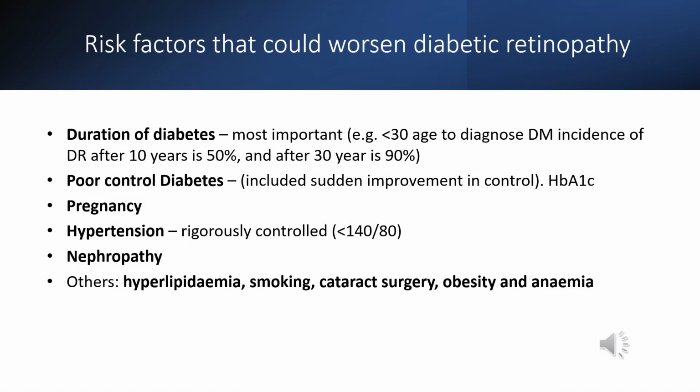These are the risk factors that could worsen diabetic retinopathy. Again, you don't need to recite them. They all make sense, and once you understand them, you remember them. Obviously, a long duration of diabetes and poor control can worsen the retinopathy. Pregnancy could lead to hyperglycemia and poor diabetic control. Hypertension obviously causes further damage to the vessels and so worsens the retinopathy. Also, nephropathy. Now, the presence of nephropathy already implies that the vessels in the body are affected by diabetes, and so is the eye. Hyperlipidemia, smoking, obesity, anemia.